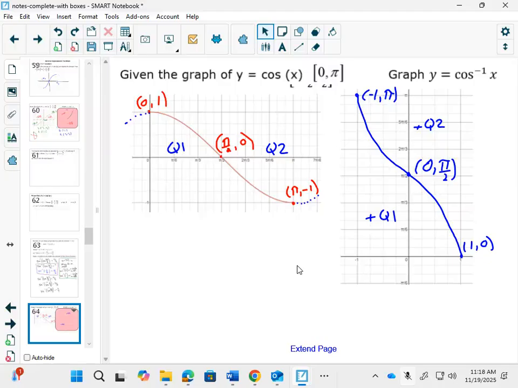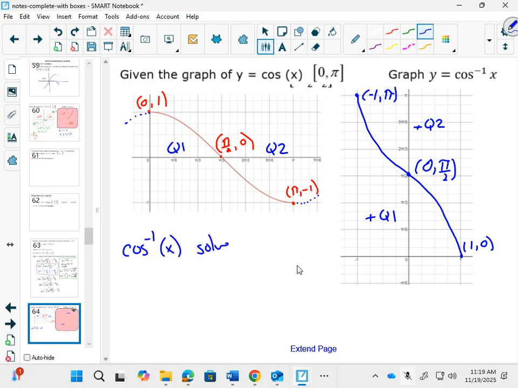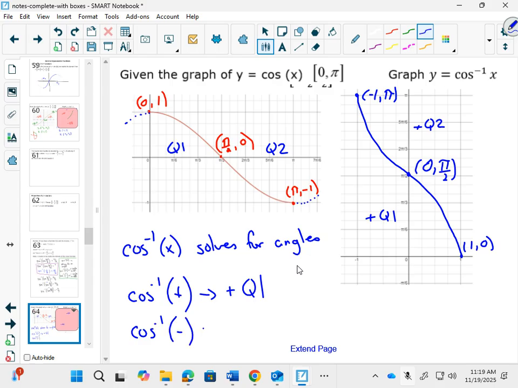So if we will make that shortcut again, cos inverse of x solves for angles. If you have cos inverse of a positive value, your answer will be a positive answer in quadrant 1. If you have cos inverse of a negative value, it'll put out an answer, a positive answer, in quadrant 2.